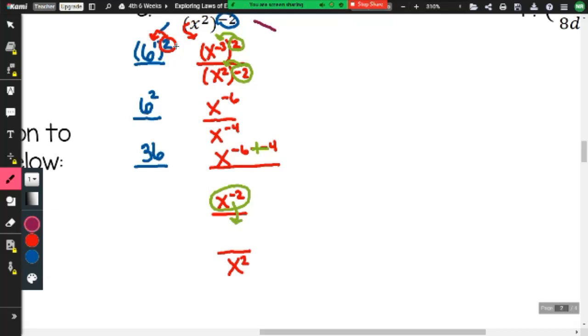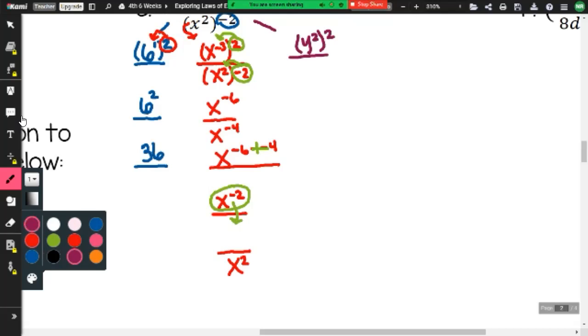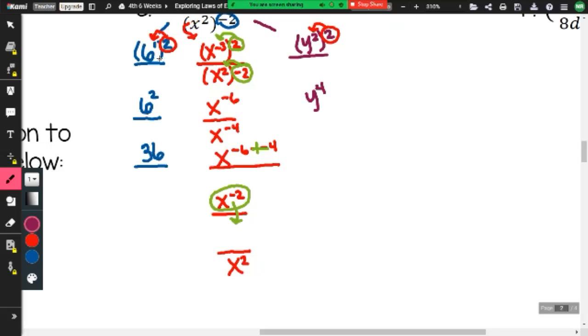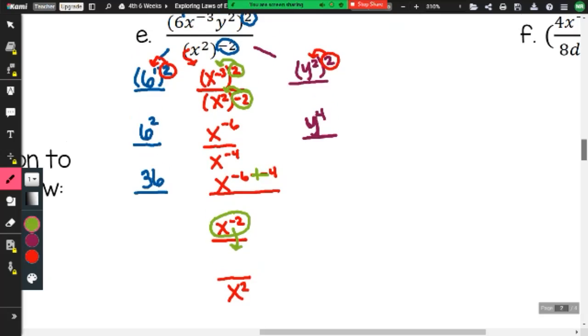Last group is for my y, and that is at the top or the bottom of my fraction. So we have y squared at the top with what on the outside? 2. What do you do with the exponents? You multiply. Okay. And 2 times 2 gives me 4. Do I need to move that y to the 4th to the bottom? No, it's positive.